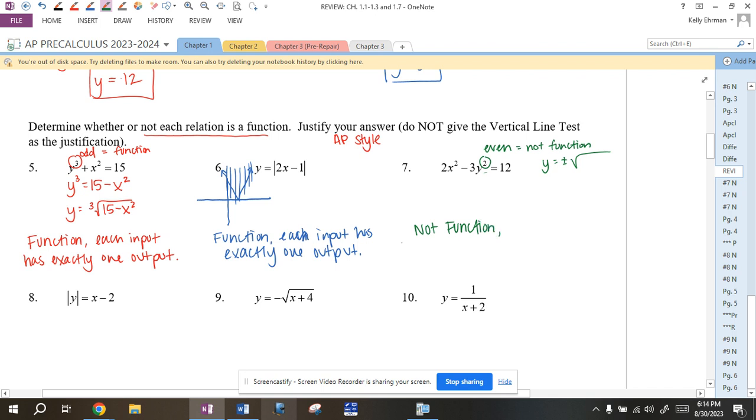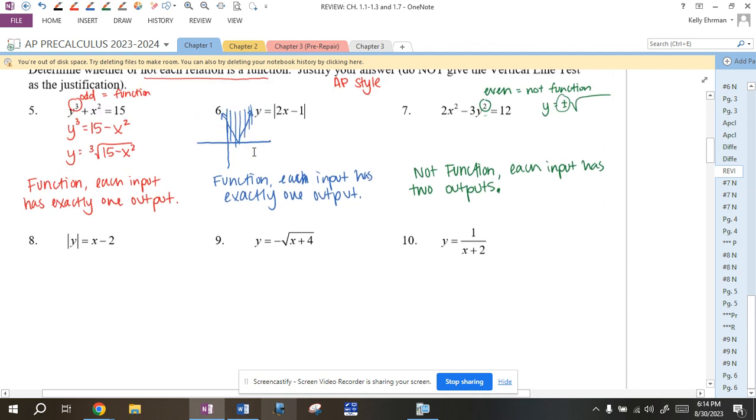And I'm just going to change this a little bit. Each input has, I'll say, 2 outputs. Every time you plug in an x, you're going to get a plus or minus y of some sort. Okay. Or maybe, if you wanted to go further, you could say each input has 2 outputs. Actually, I'm not going to say this. I don't think you would have to, but it's because of that plus or minus.